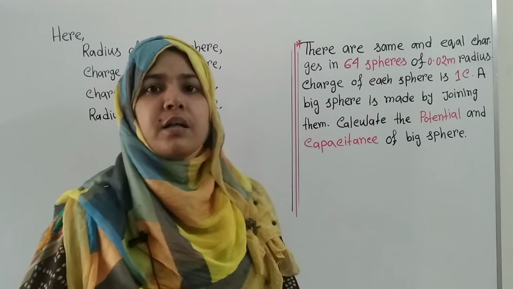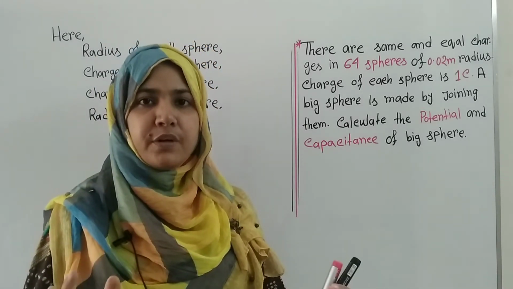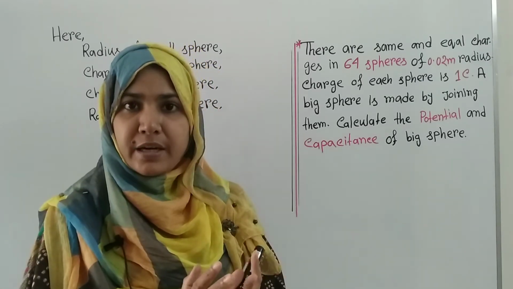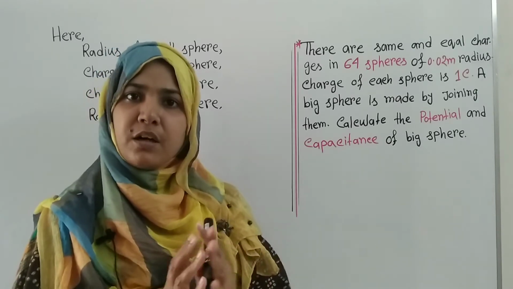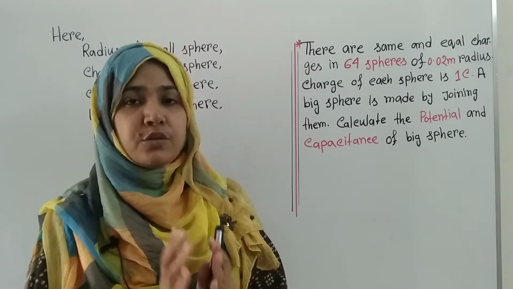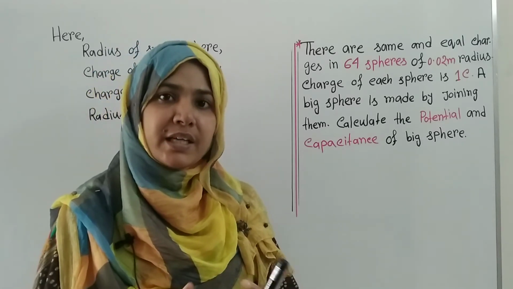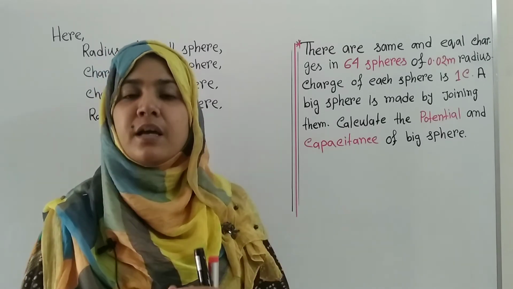That means there are 64 small spheres, and if we add these 64 spheres, then we will get a big sphere, and we have to calculate the capacitance and potential of that big sphere. So firstly we need to calculate the radius of the big sphere, then we can easily calculate the capacitance and potential of that big sphere.